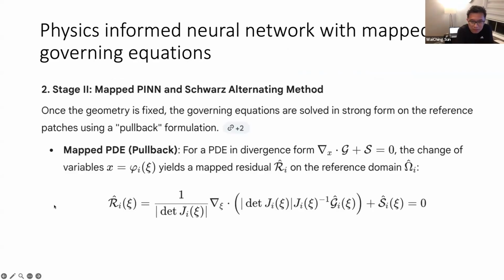So this is giving one example of a divergent form. As you know, this is probably very familiar. If you have some kind of divergent property, this is what happens in the governing equations. We map it back into the reference, and then we have to take out the size of the Jacobian, and then we normalize it. Then we get the new residual represented in the coordinate chart coordinate system.